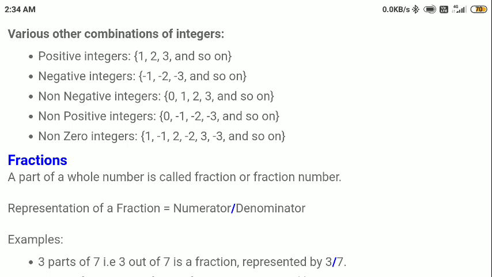Similarly, we can define another term which is non-zero integers, which is quite clear by the name itself. All the integers which are not 0. We have only one 0 in this set of integers. We remove that 0 and we get all the other positive as well as negative numbers as the set of non-zero integers. So it will be plus minus 1, plus minus 2, plus minus 3 and so on, from negative infinity to positive infinity, excluding the 0.